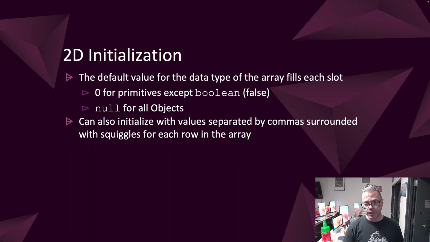When we're talking about 2D array initialization, we have to remember that there's a default value that's going to fill every single spot inside that array. If we're talking about primitives other than Boolean, it's going to be 0. Boolean, of course, will be false because that's the default value of a Boolean. And every object has null as the default value. When we create the array, it's filled with nulls. We can also initialize values separated by commas, surrounded with squigs to separate each row. We'll see an example of that as we talk the initialization sequence in just a moment.